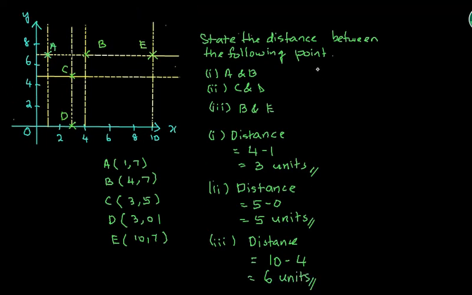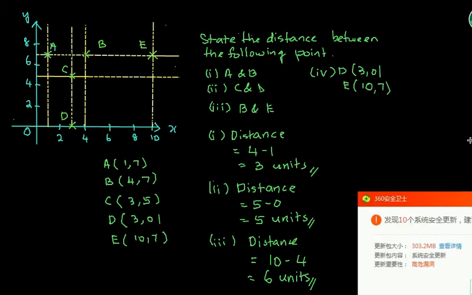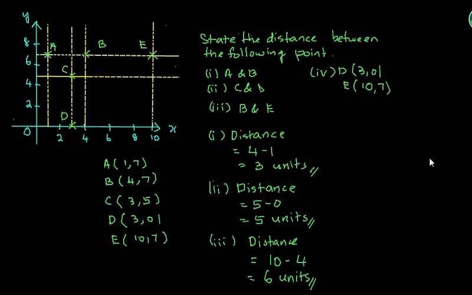Okay, we add one more part. Find the distance between point D and E. Okay, now look at their coordinates. They don't have any similar x coordinate or y coordinate. So in this case, if you want to find the distance between point D and E, we need to use a formula, right?